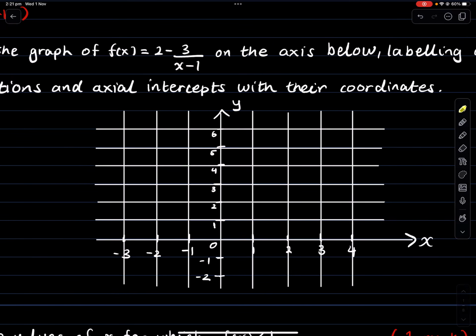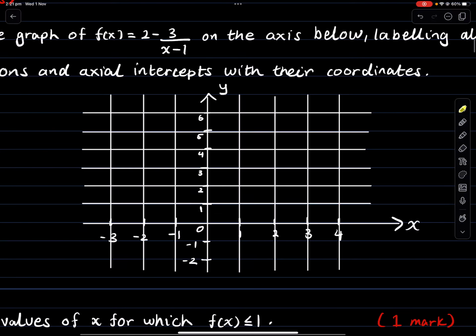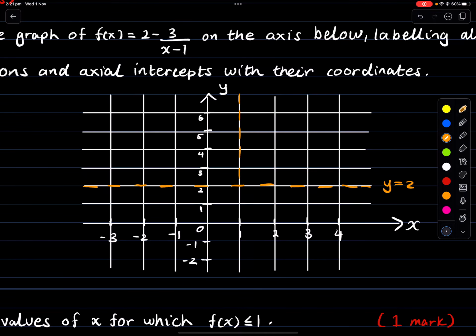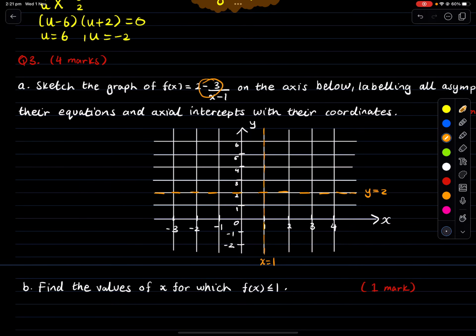So we know that there's going to be an asymptote at y equals 2. I'm going to draw it in a different color to make it nice. So y equals 2. And there's going to be an asymptote at x equals 1. Okay, so that's that. And we know it's been reflected along the x-axis, so the graph is not going to look like this, but it's going to look like this.